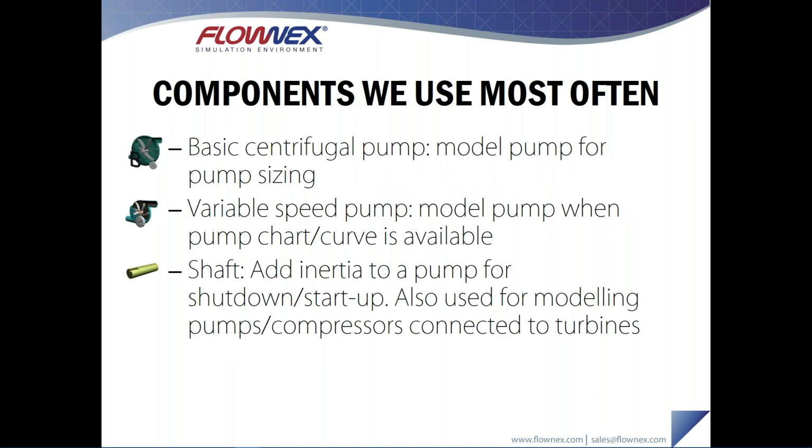When it comes to pumps, I already mentioned the basic centrifugal pump is my go-to for pump sizing. It's really ideal for that, or in a case where you have a rough idea of pump performance but no pump chart, then I would say the basic centrifugal is a good go-to. The variable speed pump is good for scenarios where you do have a pump curve. It allows you to specify multiple pump curves at different speeds, but if you only have one pump curve at one speed, the component will work just fine at that particular speed.